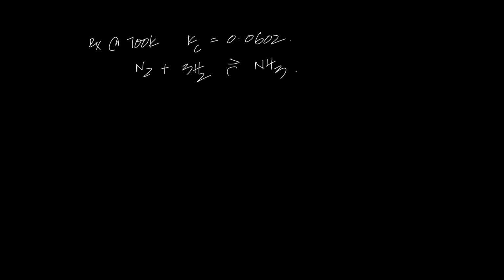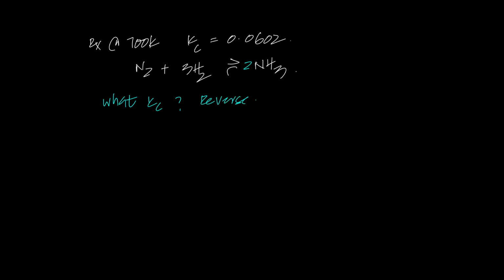Now, where do we use this? I'll tell you where we use it. In the exams. When the examiner says a reaction is carried out, let's suppose, at 700 Kelvin temperature, and the Kc for that reaction is, let's suppose, 0.0602, and the reaction is N2 plus 3H2 gives NH3, can you tell me what is the Kc for the reverse reaction?